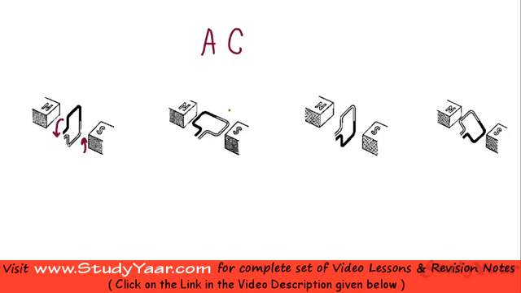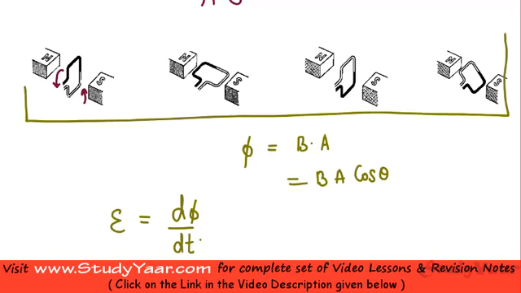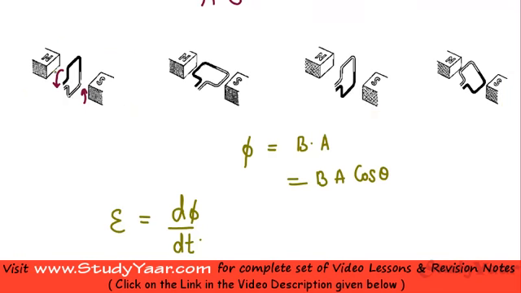We know that phi is equal to B dot A, or in other words, it is BA cos theta. Now EMF is generated whenever my flux changes with respect to time. In this particular scenario that we are seeing over here, my magnetic field is constant. My area of the loop, which is this area, is also constant.